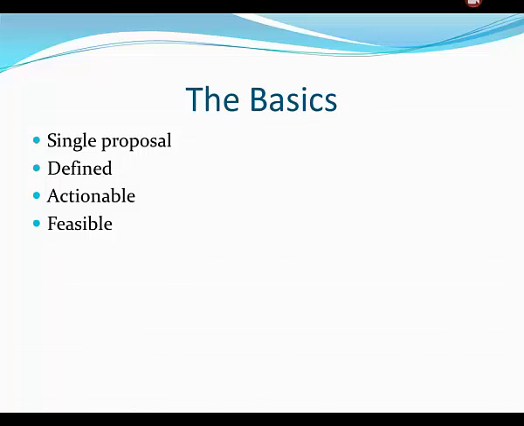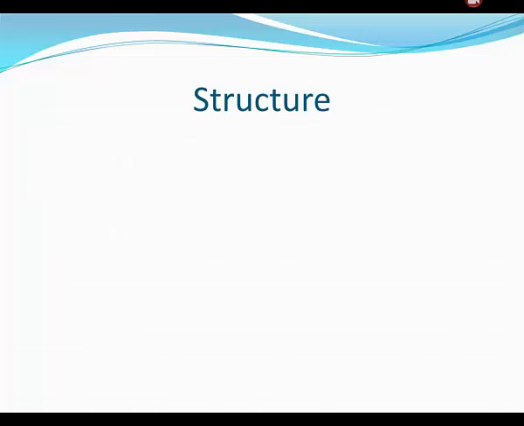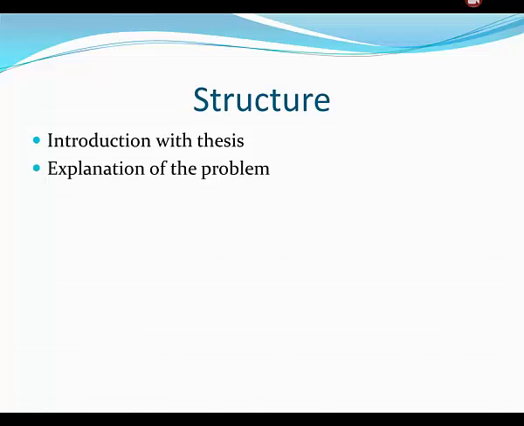So let's look at the structure. And this you can find in your text as well, but we'll go over it quickly. First of all, you have your introduction with your thesis. And again, that thesis needs to have a limited scope, it needs to be defined, it needs to be actionable, and it needs to be feasible. The next paragraph is going to be an explanation of the problem. There has to be some sort of problem out there for you to make a proposal of a solution. So just focus on what is wrong. What is it that you want to fix?